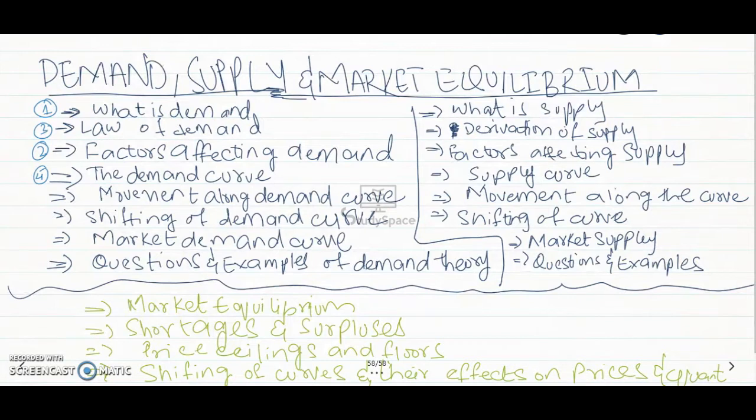We have covered enough of the microeconomics that we can now talk about the demand, the supply and the market equilibrium. First of all, we will talk about the demand side: what is demand, factors affecting demand, the law of demand, the demand curve.